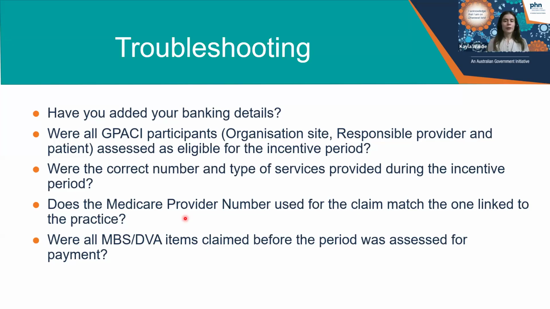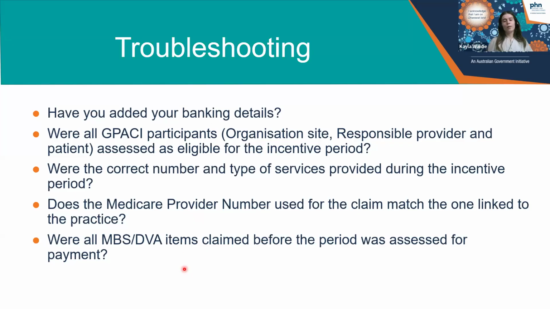So in the situation where a GP might have multiple provider numbers, it's important to make sure that they're only billing the services for their GPACI patients with the Medicare provider number that's attached to the organization register on PRODA, because that's the way that they're tracking if the visits have been completed. So if you accidentally bill the patient with a different provider number that's not linked to the organization, it won't be able to recognize that that's a part of the GPACI program. So you should always use the one provider number.